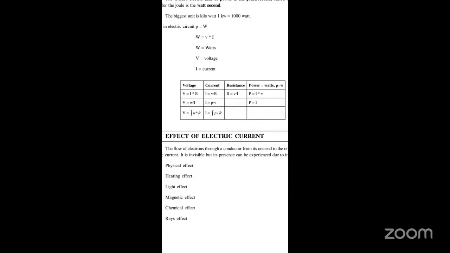Now, what is the effect of electric current? The flow of electrons through a conductor from one end to the other end is known as electric current. It is invisible, but its presence can be experienced due to its effects: physical effect, heating effect, light effect, magnetic effect, chemical effect, and so on. All these are the effects of electric current.